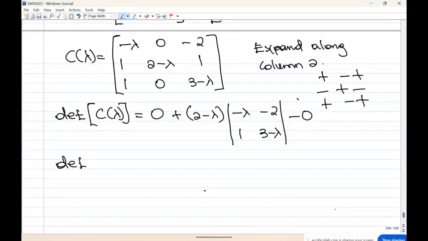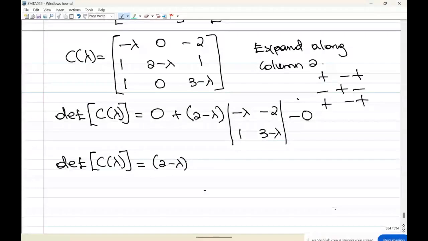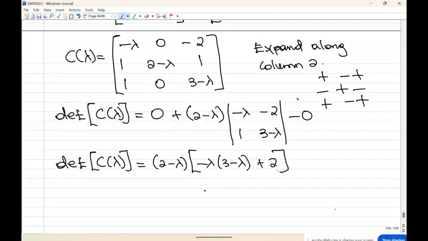Yes, are you correct, sir? Still there? All is well. Then I see 2 minus lambda multiplied by, here I see minus lambda into 3 minus lambda, and then plus 2. I'm waiting for you to confirm if everything is fine, colleagues. Can I get yes from you that everything is fine?